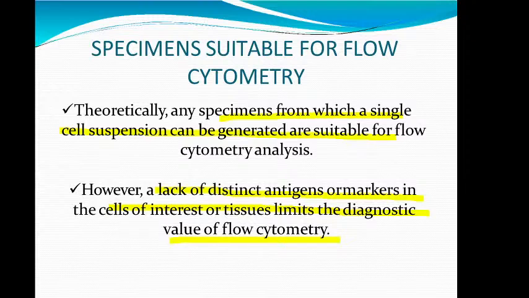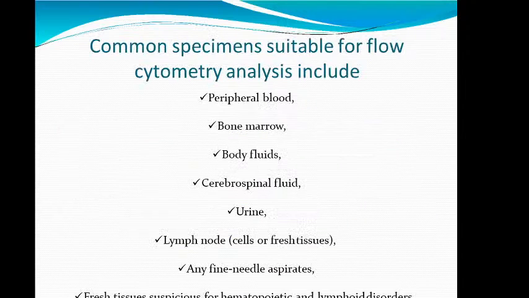for the immune cells like CD4 cells, lymphoid cells, helper cells, killer cells. So basically, cells which have a specific antigen-antibody reaction are particularly used. Common specimens suitable for flow cytometry analysis include blood, the cells which are there in the blood, bone marrow cells, body fluid cells, brain cells, urine, lymph node cells, any fine needle aspirate. You can take any cells.